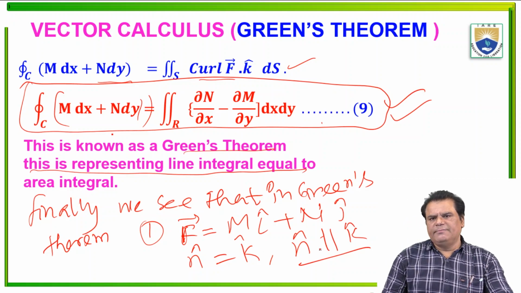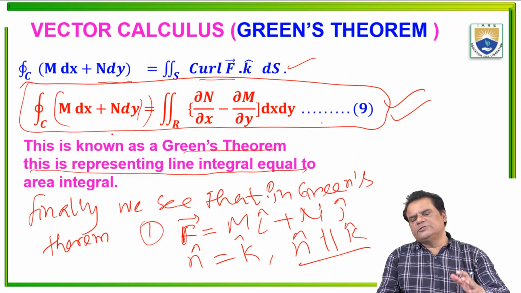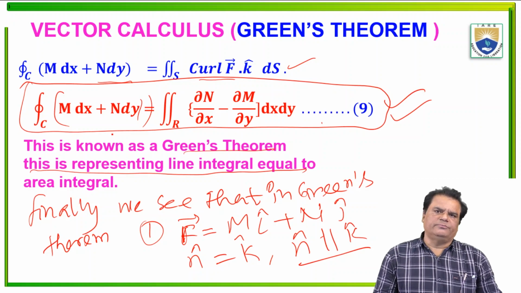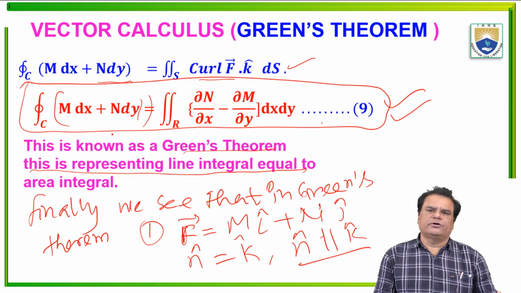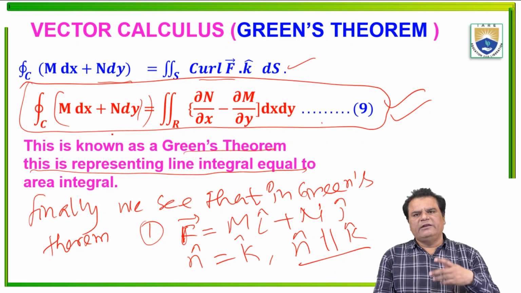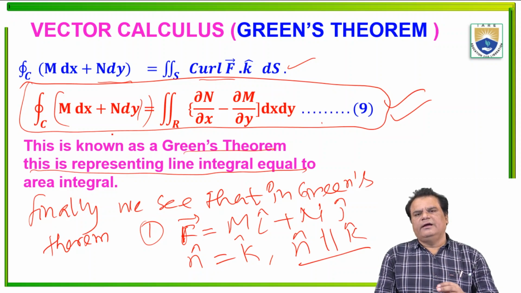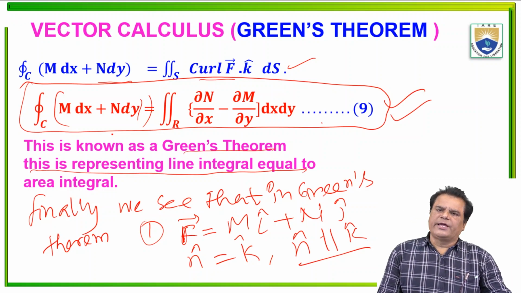If we take n as a three-dimensional vector and F as a three-dimensional vector, then this formula converts into Stokes' theorem. This is the main difference between Green's theorem and Stokes' theorem. Stokes' theorem uses a three-dimensional vector point function, all vectors three-dimensional, while in Green's theorem the vector is two-dimensional and the n vector is parallel to the k vector.